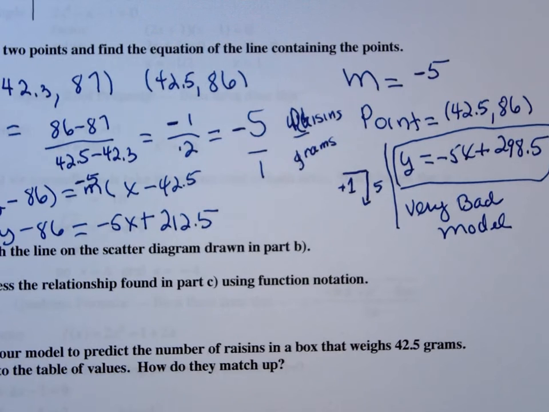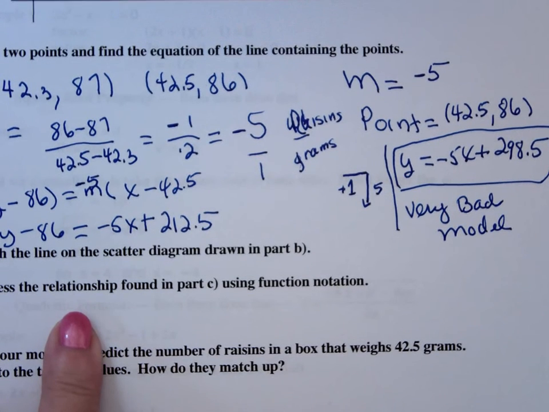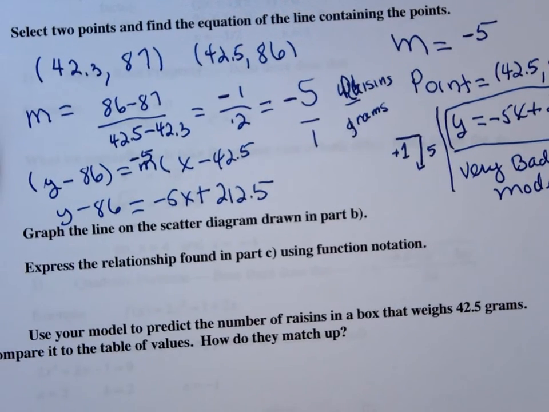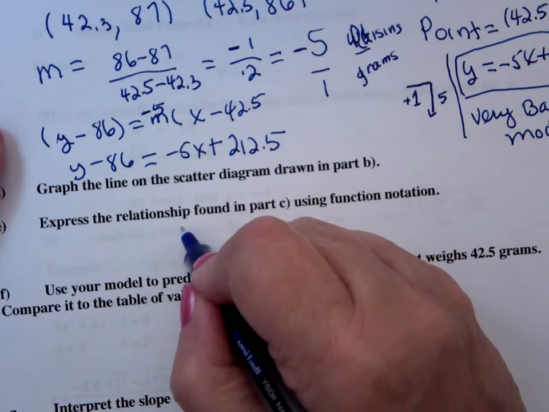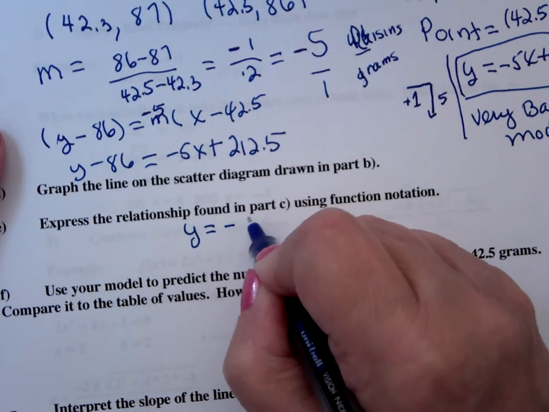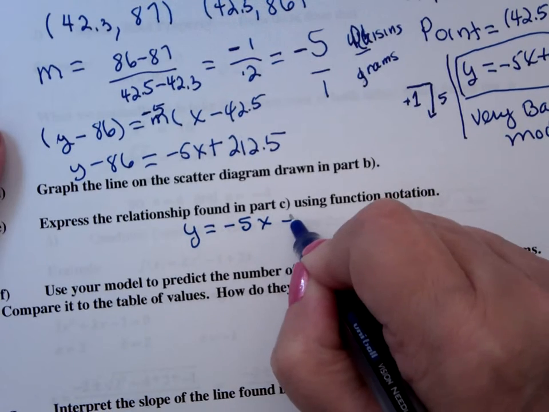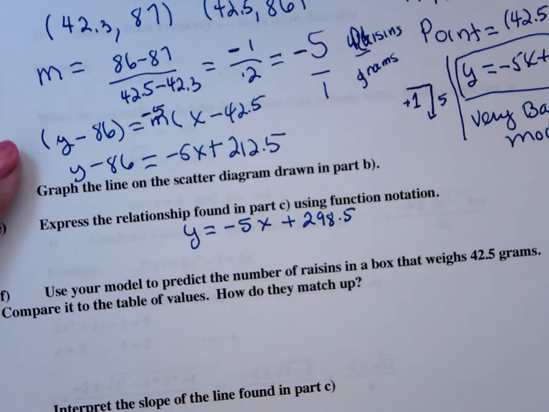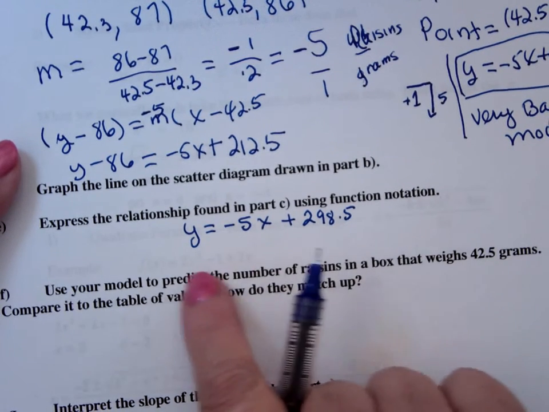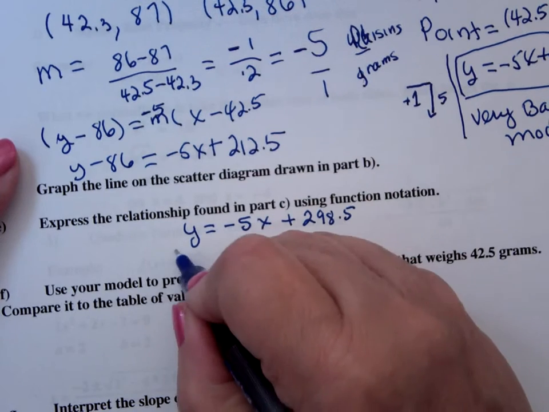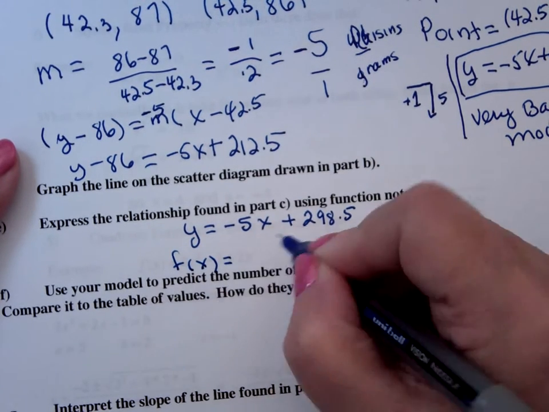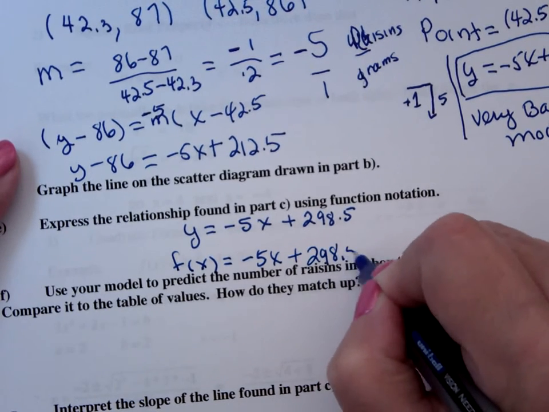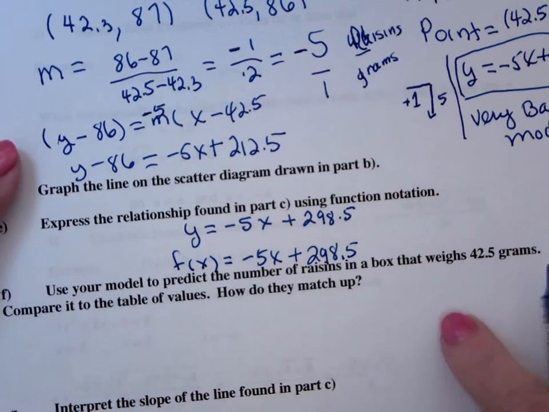And it says graph the line. We'll skip that. Express the relationship found in part C in function notation. This is all they're saying. The relationship I found was y equals -5x plus 298.5. If I'm going to use the x values, this would be f of x equals -5x plus 298.5. That says I'm taking that and writing it in function notation.